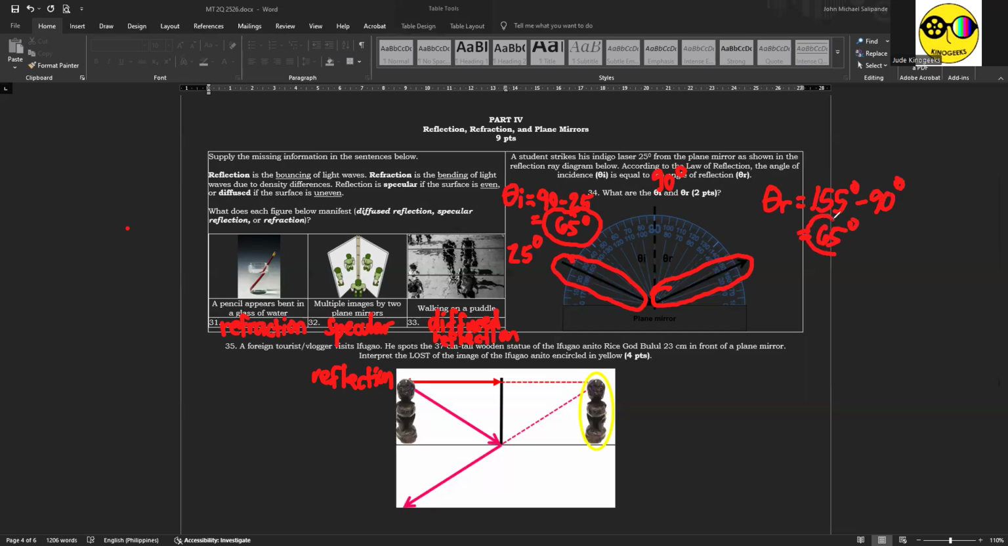Regardless of where you start, whether on the left side or the right side, you can't go wrong because both of them will give you the same angle values. Okay? The only problem is how to detect which angle you're going to use.